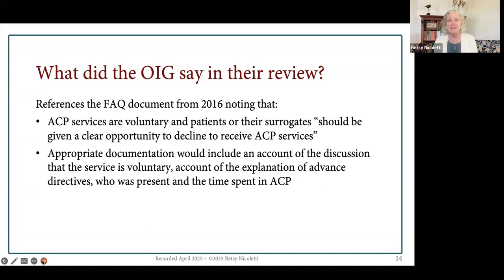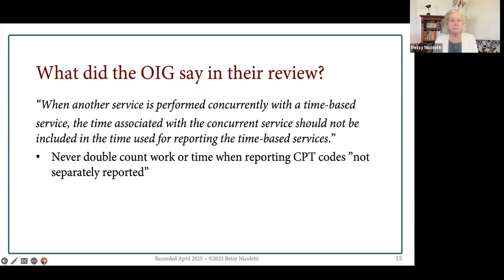And if we go back up to slide 7, or just read the MedLearn Matters article, it says that we should be making it clear that this is a voluntary service. Appropriate documentation would include an account of the discussion that the service is voluntary. Patient agrees to talk about advanced directives. We don't have to make a big, huge template. Patient would like to talk about advanced care directives. Patient agrees this would be a good time to talk about advanced care directives. An account of what those are, who was present, and the time spent in ACP.